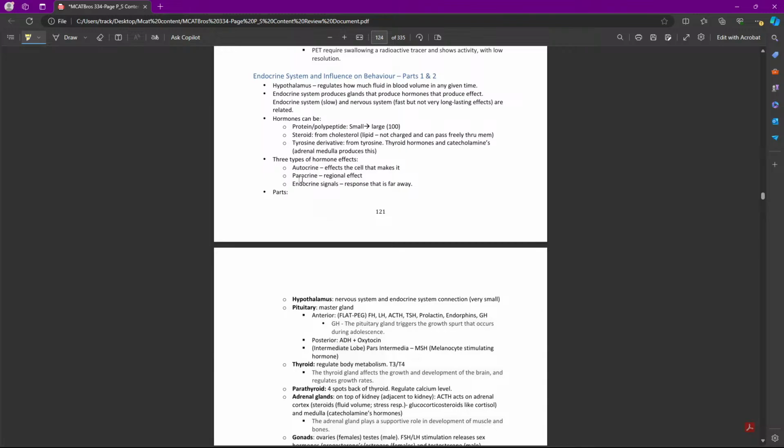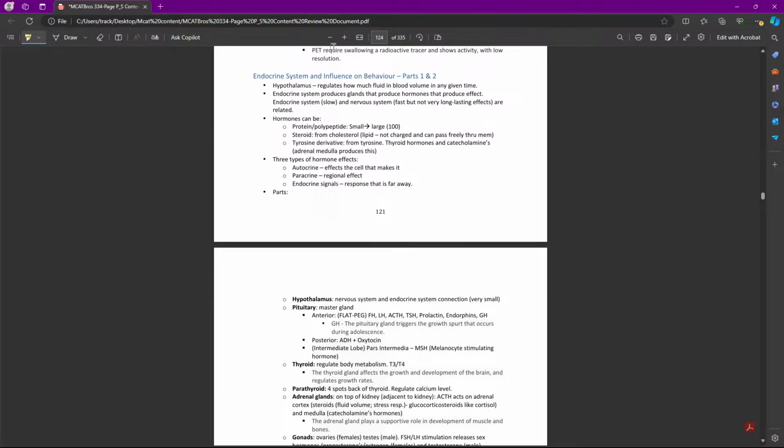Alright, moving into the endocrine system. So, the hypothalamus, it regulates how much fluid and blood volume at any given time. So, it has basically vasopressin, if you want to think about it, for regulating blood pressure, and aldosterone. For the biology section, I don't know how much it would be impacted on this part, but I don't know.